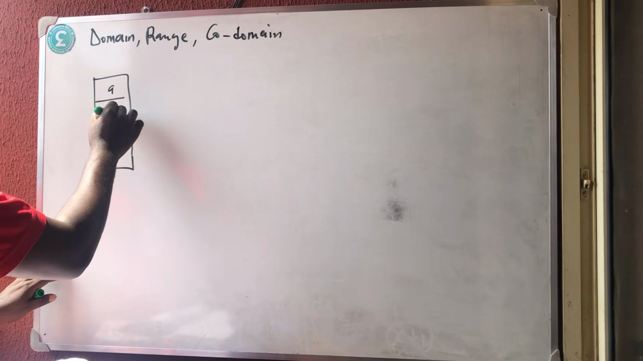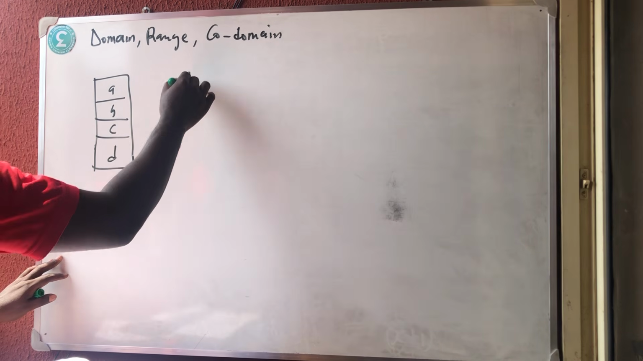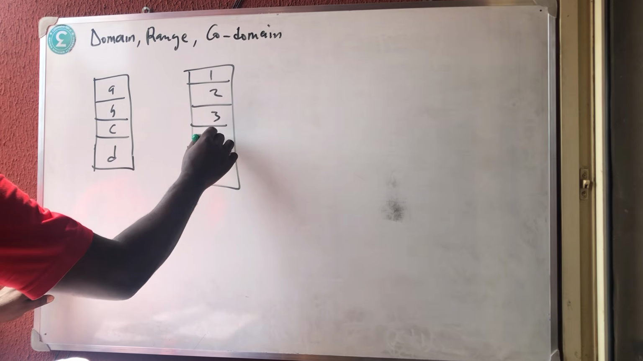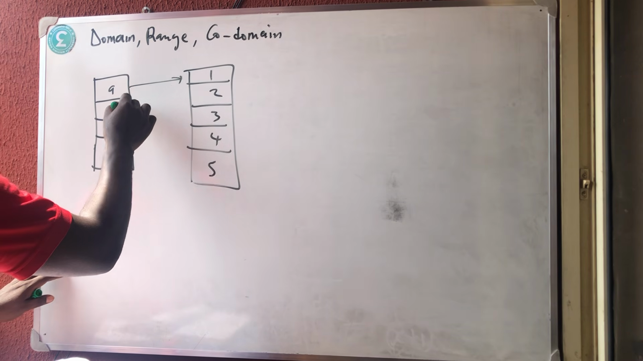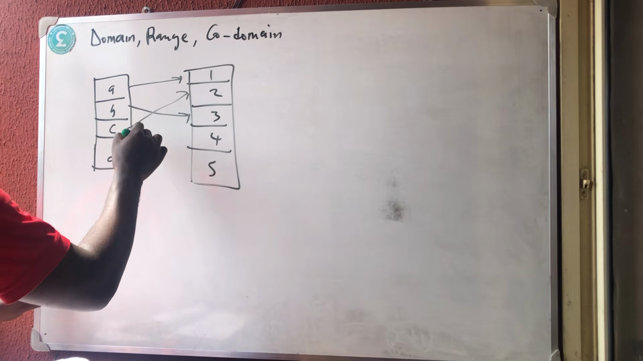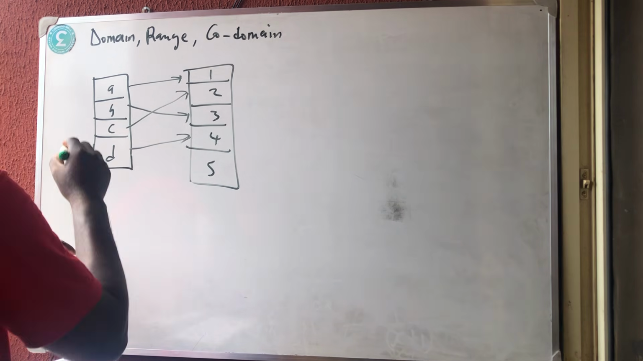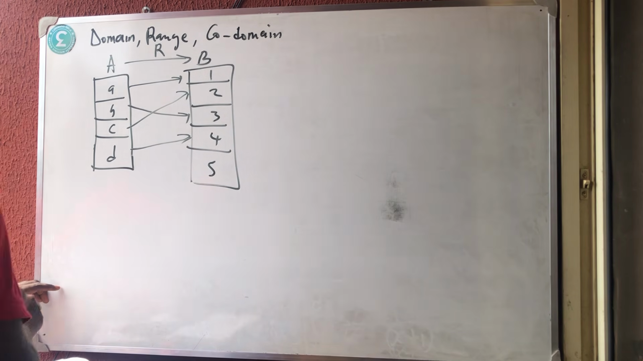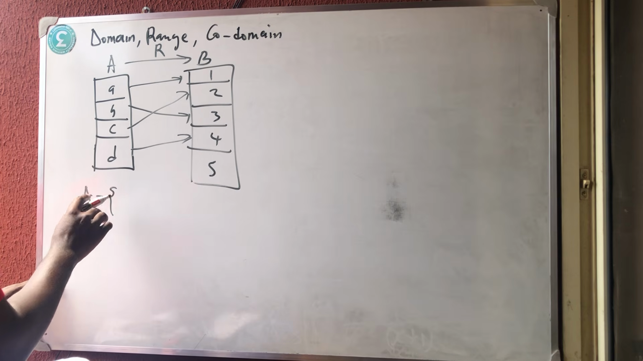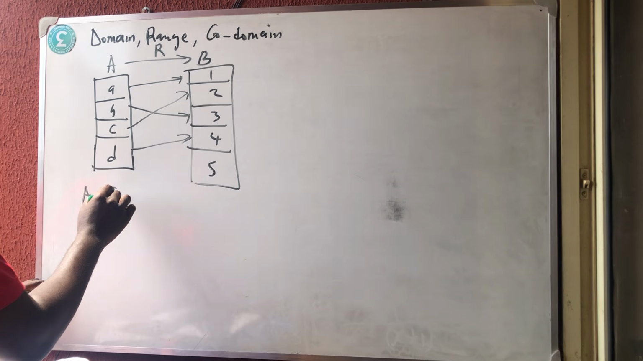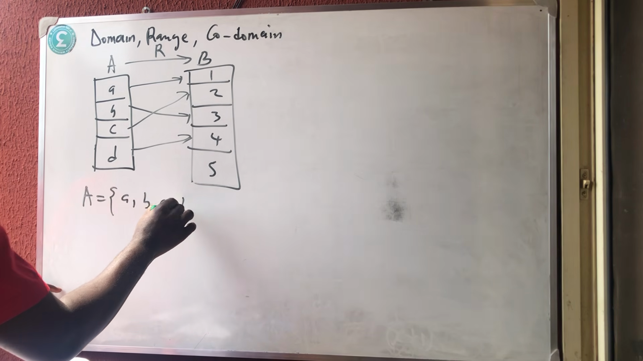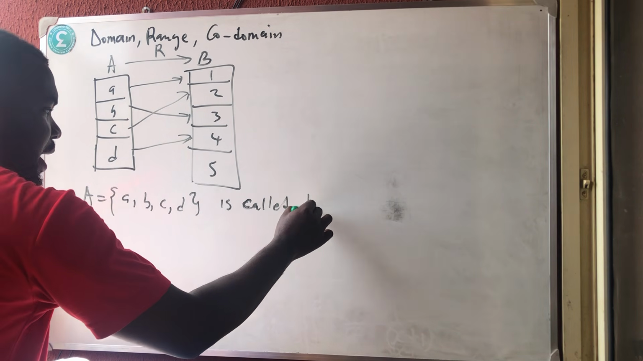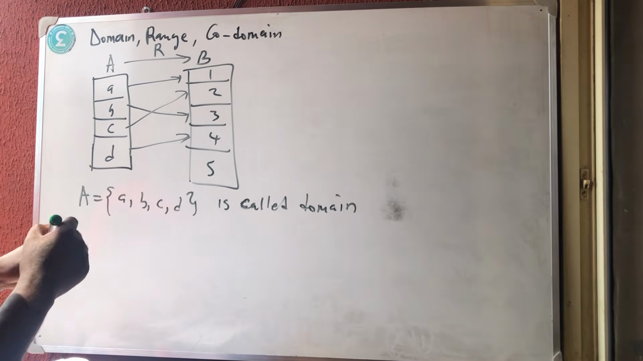This is A, B, C, D, producing 1, 2, 3, 4, 5. For example, this produces this, maybe this produces this, this produces this, and this produces. For example, now this is A and B, and they are being related with R. Look at the elements of A in a bracket like this, in a set A, B, C, and D. Inside the set is called the domain. Inside the set, you call it what?